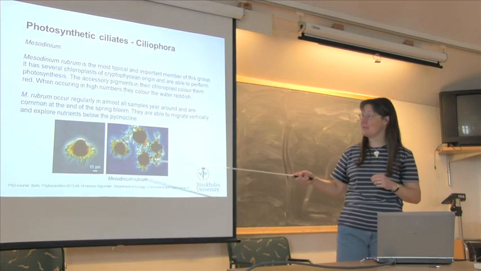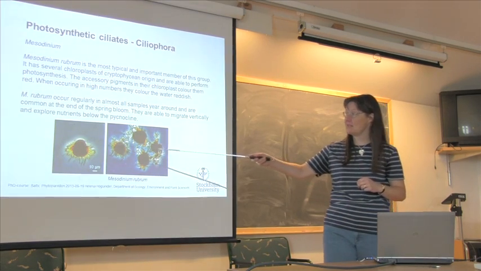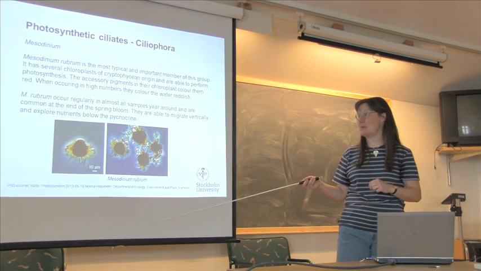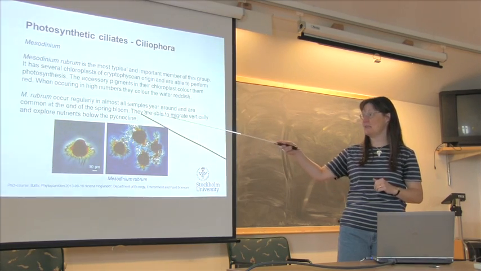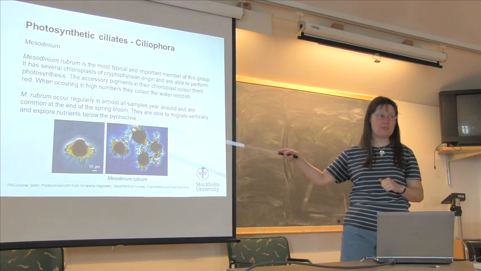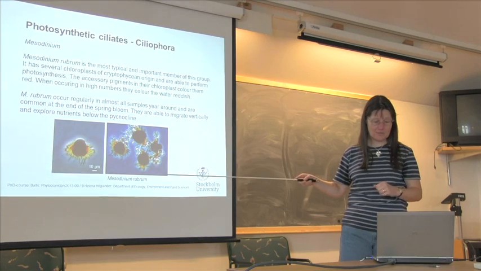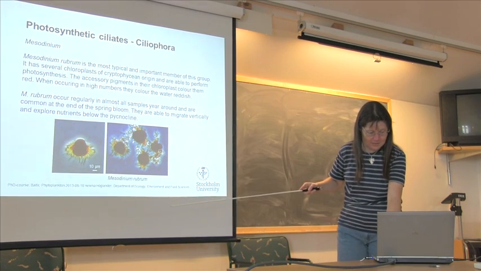And since they have this cilia, they can migrate, and they are also migrating down below the phytoplankton to get more nutrients, and then they can go up again for the photosynthesis.